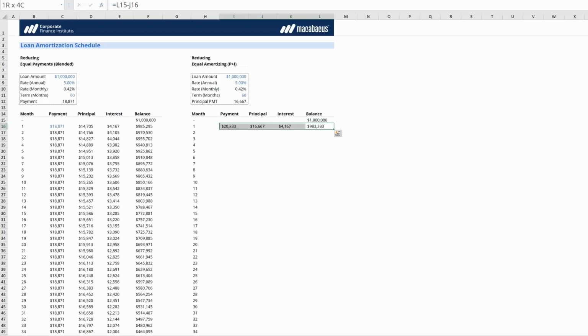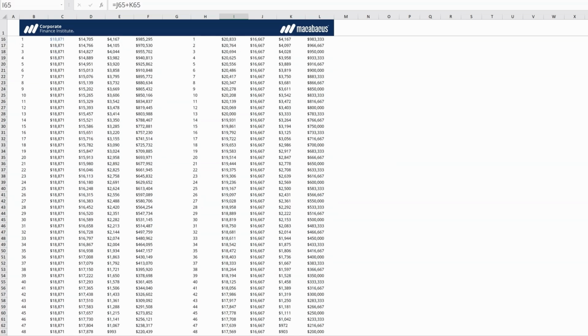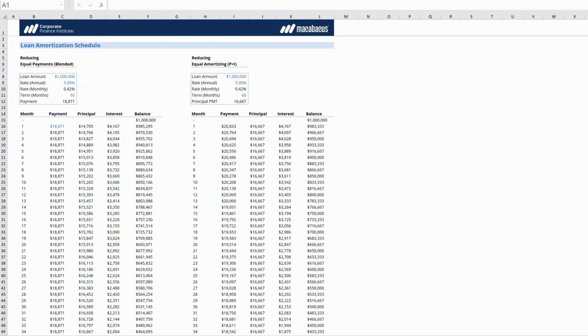Just like before, we will select across. We'll use our shortcut Control-Shift-D to fast fill, and we can scroll all the way down to see that at the end, indeed, our principal outstanding is 0. Now that we've built both amortization schedules, let's try to better understand some of the interesting characteristics about both. First, I want to talk about fixed versus variable rates, which we covered earlier in the chapter.